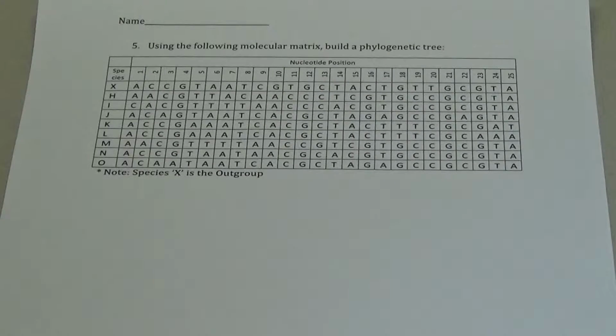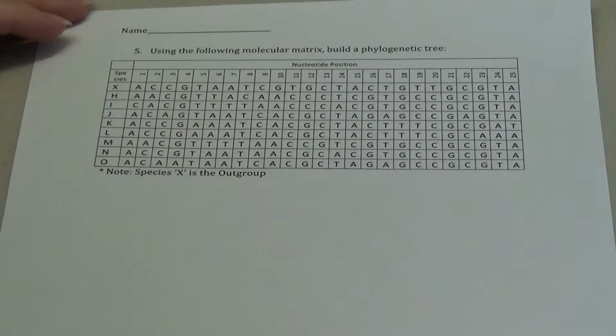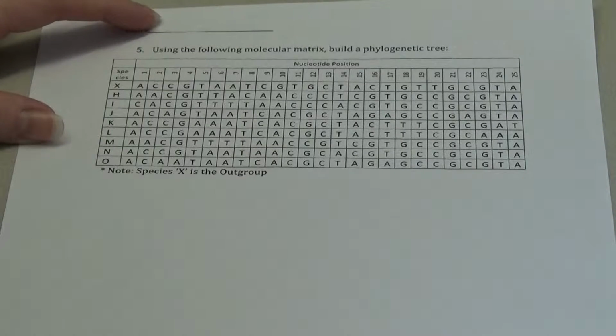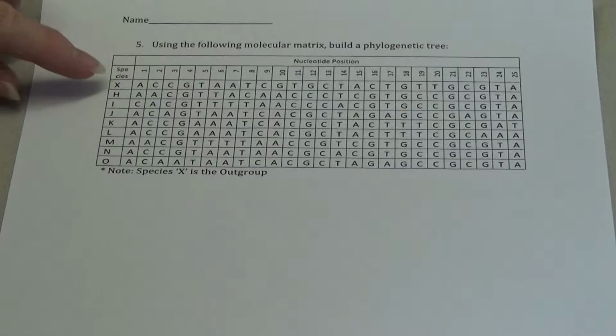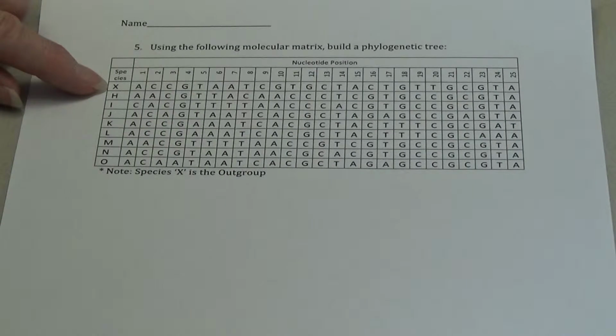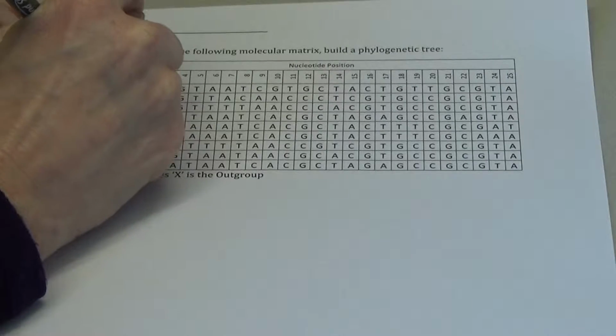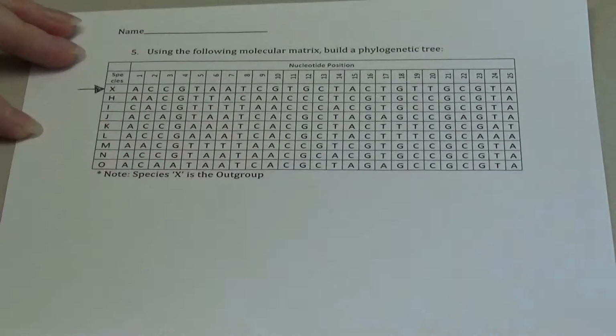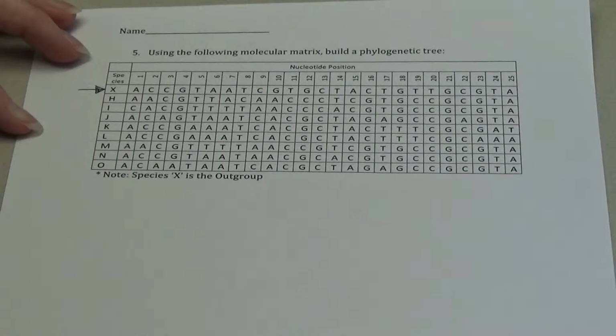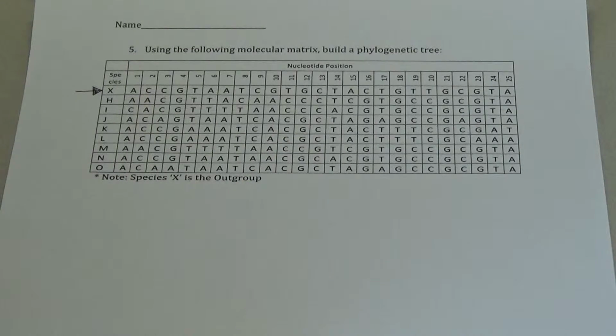This is the second homework problem on the DNA sequences. Alright, so you're going to do the same exact thing as you did before with the morphological matrix, but this time you're going to use the species X as the outgroup, and that means we're going to assume that that was the original sequence, and so anything different from that has had a change in the character.